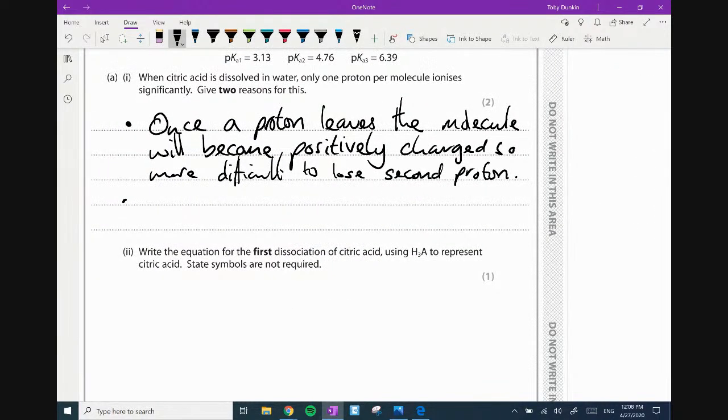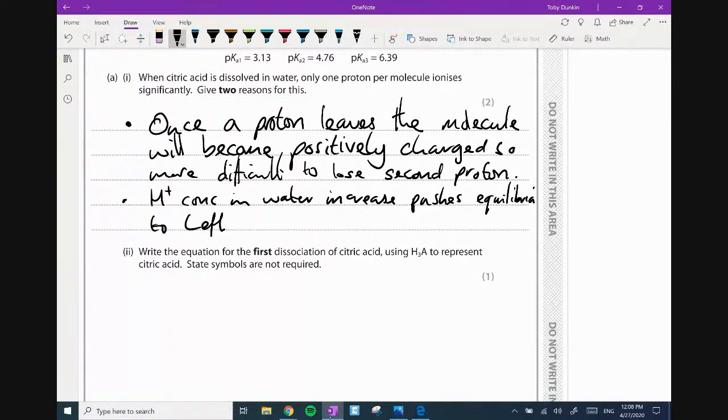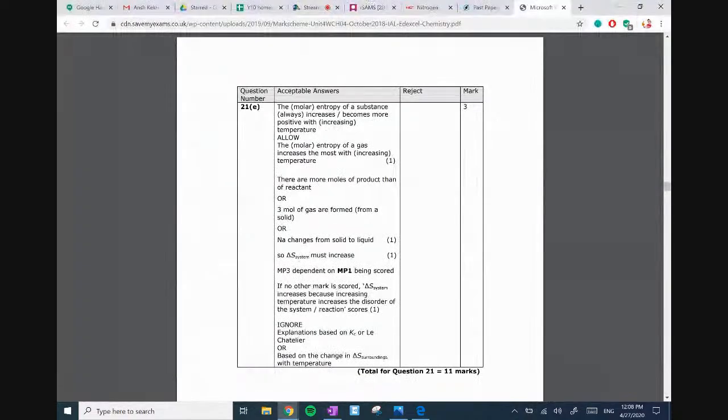You'd also say that the bonds are going to therefore increase in strength. Yeah, but I won't. I'm just going to say H plus concentration in water increases, pushes equilibria to the left. Want to see the mark scheme? These are hard, folks. We always know these are hard, though.